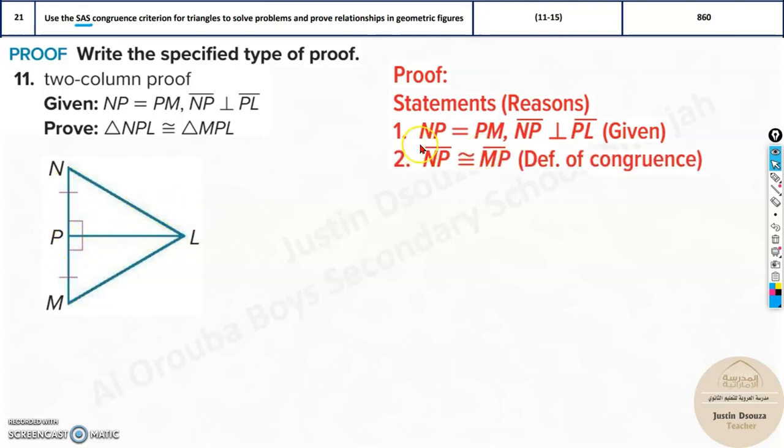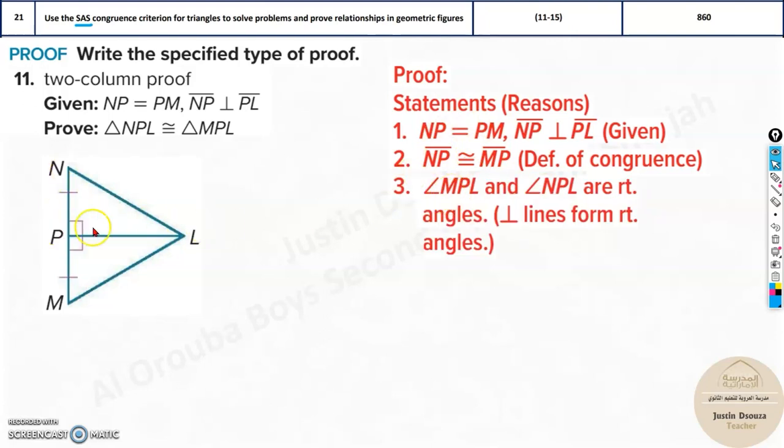From NP equals PM, that means the lines are congruent to each other. If this is the same length as this, that's what equal means. That means these lines are congruent as well. That's the definition of congruency. Equal means the lines will be congruent.